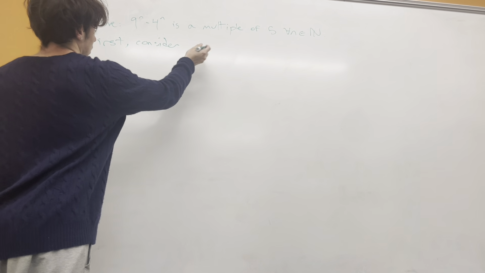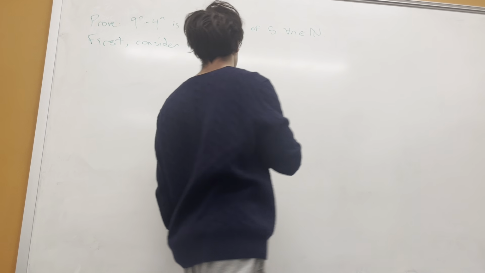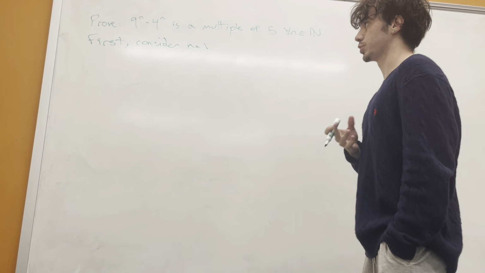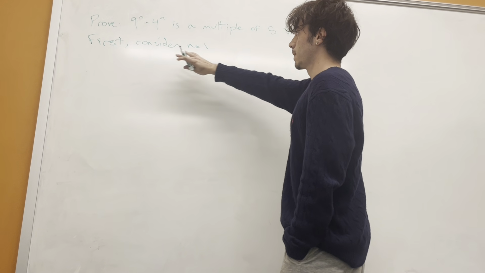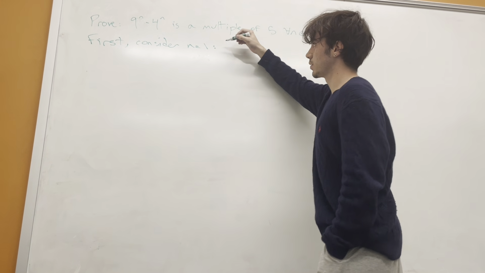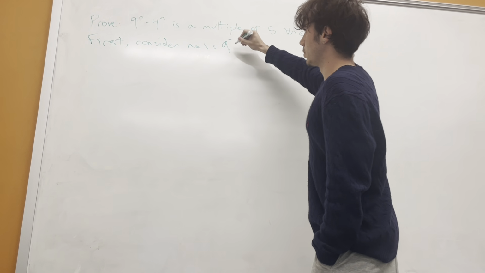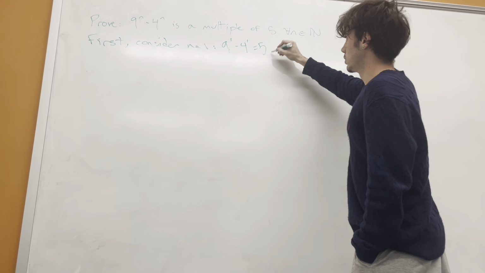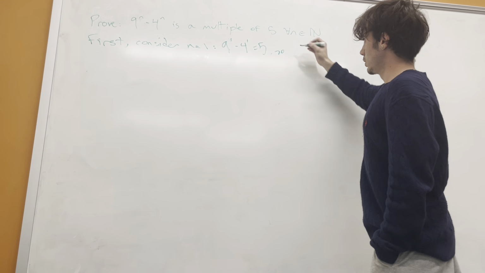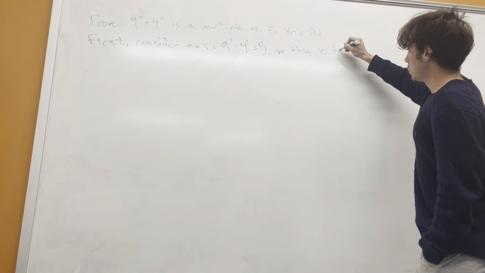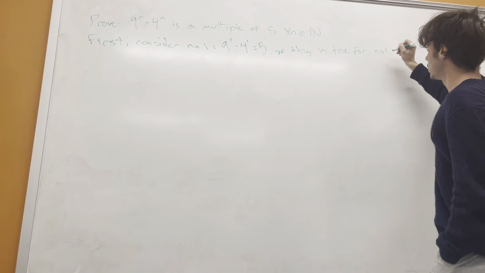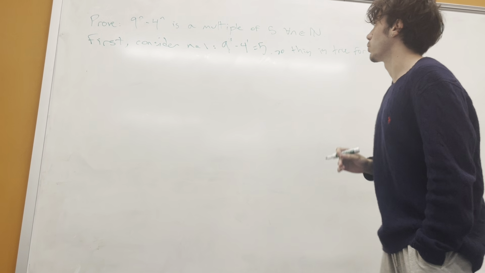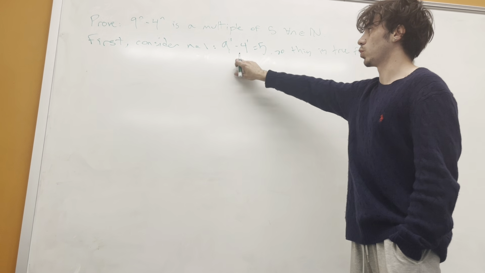First, consider n equals 1. So this is our base case where we're going to show that this is true for one of the natural numbers, and it's kind of natural to start off with the first one, 1. So consider n equals 1, and then we have 9 to the first power minus 4 to the first power equals 5. So this is true for n equals 1, where 5 is a multiple of 5. So this equation works for the proposition that we have with 1.